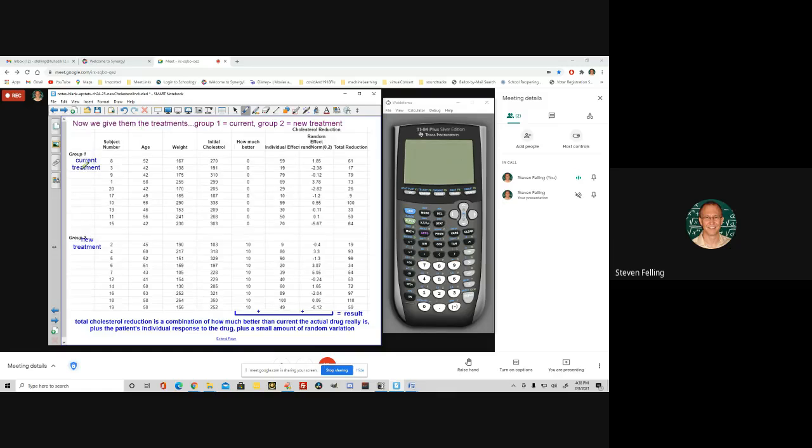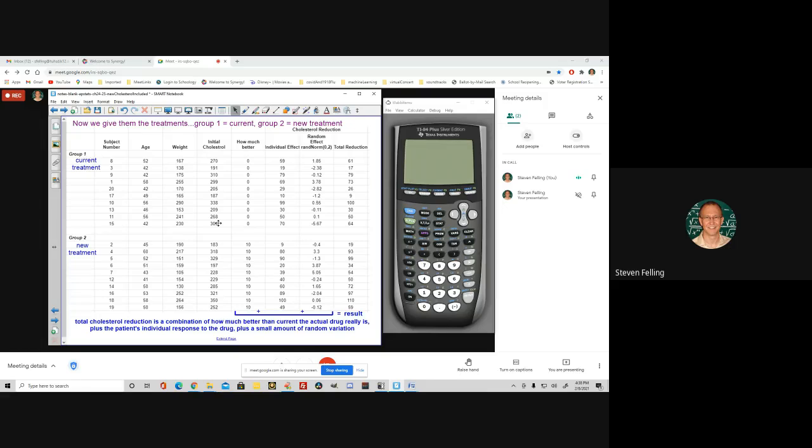Group one, all the people in group one were given the new drug, and all the people in group two, I'm sorry, all the people in group one were given the current drug, and all the people in group two were given the new drug, the new treatment. All right. So I've got a spreadsheet here that kind of shows what happened. Here's all the subject numbers and their ages and weights and initial cholesterol level.